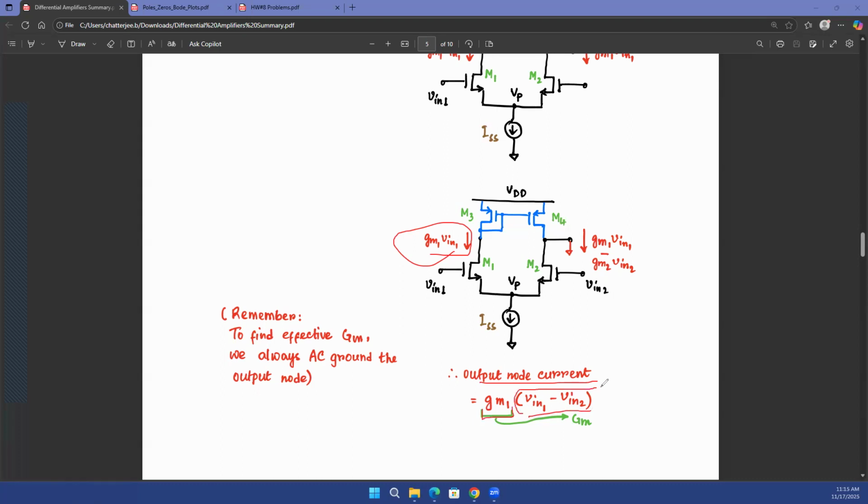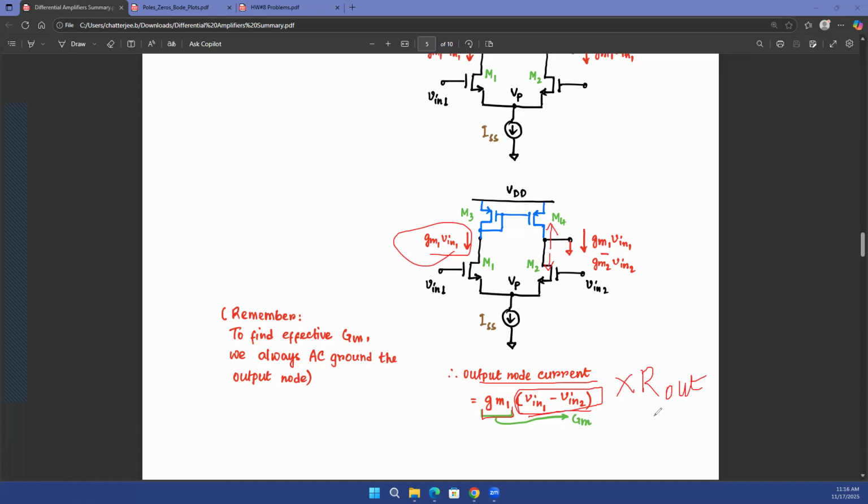Now remember, V1 minus V2 is basically your input differential voltage. So your output node current is GM1 times that input differential voltage. So you have already created a current at the output terminal, which is GM times the input differential voltage. All you need to do now is multiply a resistance with this current. If I multiply R out with the output node current, I get the output node's voltage. What is the output node R out? Looking up, you see the drain of M4. Looking down, you see the drain of M2.